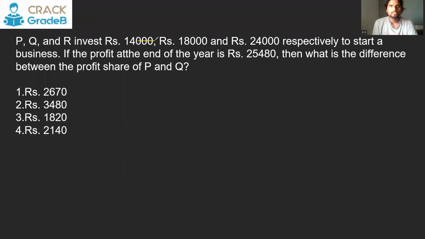P, Q, R invest 14,000, 18,000, 24,000 respectively. So we can just take P, Q, R. They invested 14, 18, and 24. So the ratio will be 7:9:12. The ultimate profit is this much. What is the difference between the profit share of P and Q?